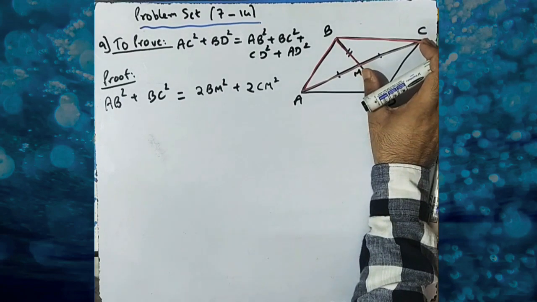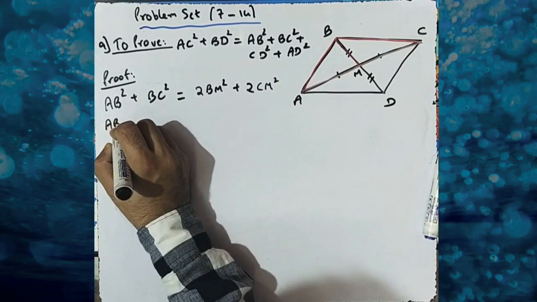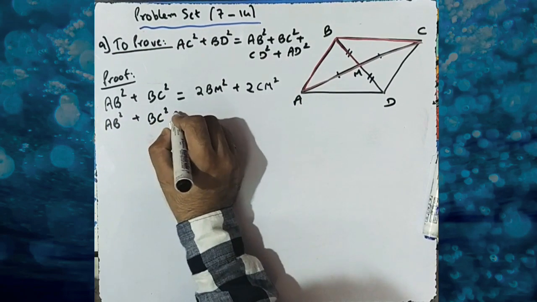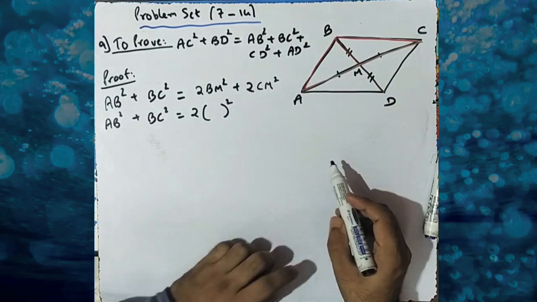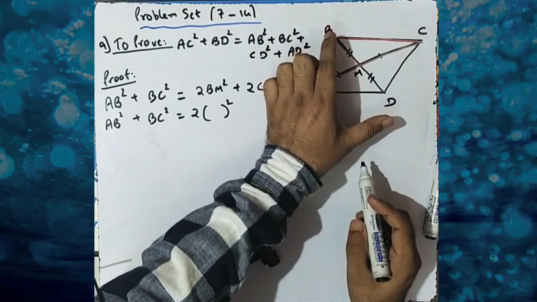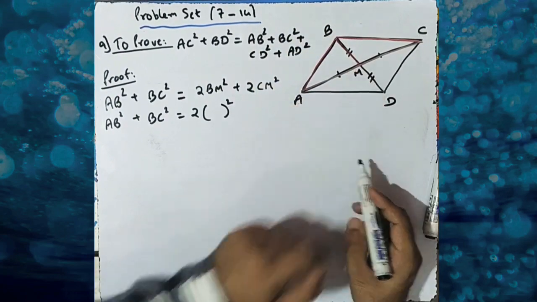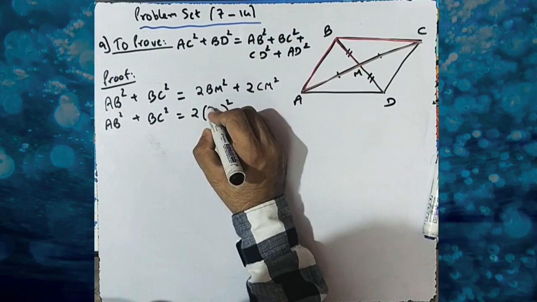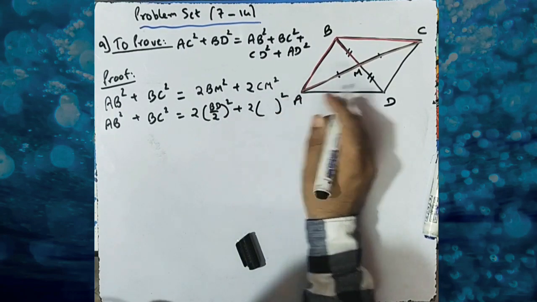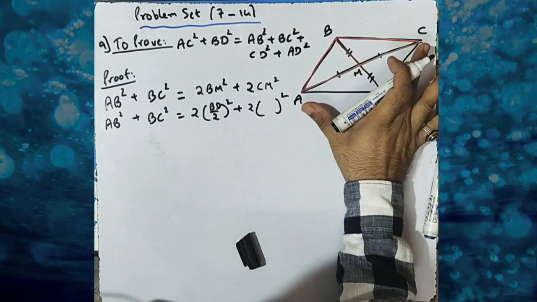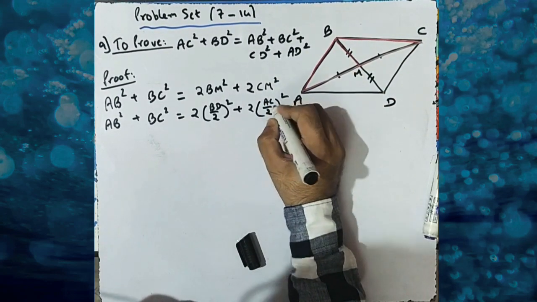In the place of CM, we could have substituted AM also. AB square plus BC square as it is. In the place of BM, BM is half of BD because M is the midpoint. In the place of BM, I will write BD upon 2. And CM is half of AC. So I am writing AC upon 2.